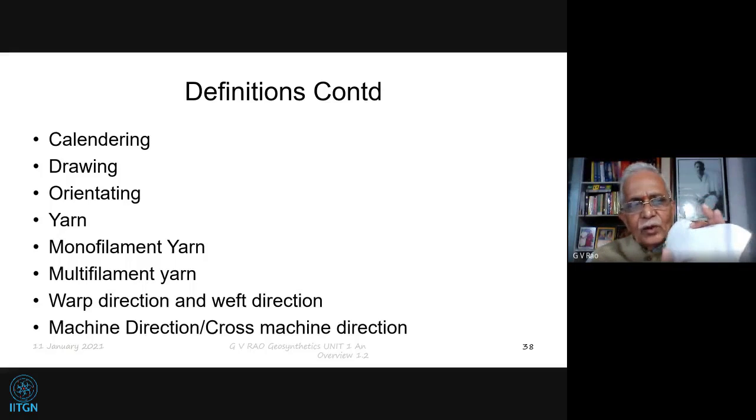On one side, it is passing through two rollers. If one roller is hot, what's going to happen? Some of the fibers on the surface are going to get molten. It gets a rough surface.